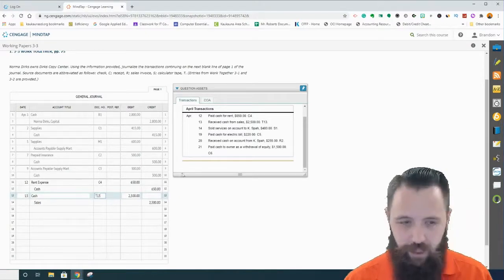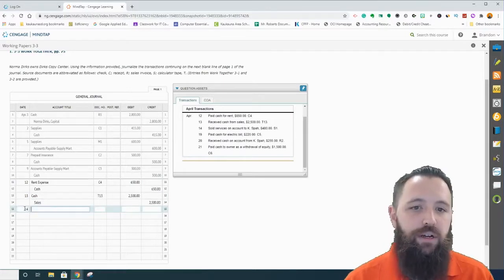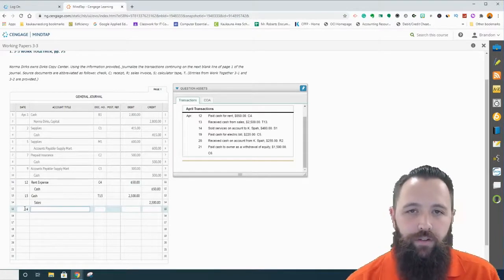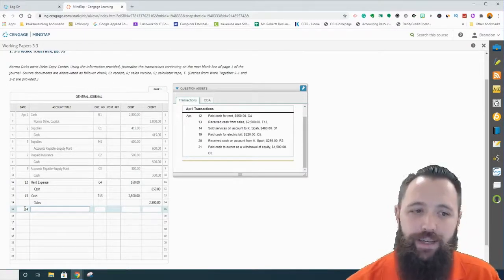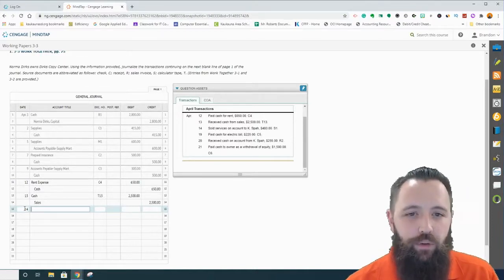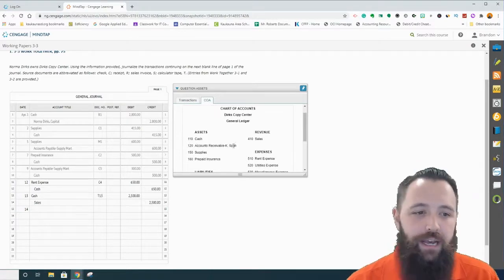And we're moving on. So for 14, we sold services on account to K Spa. So here, what we have is two different accounts, right? And when we sell services on account, it's still going to be a sale, okay? So what's the other account? Let's go into our chart of accounts, and we sold something on account. That's actually going to be an accounts receivable. So that's what it is here, accounts receivable K Spa.